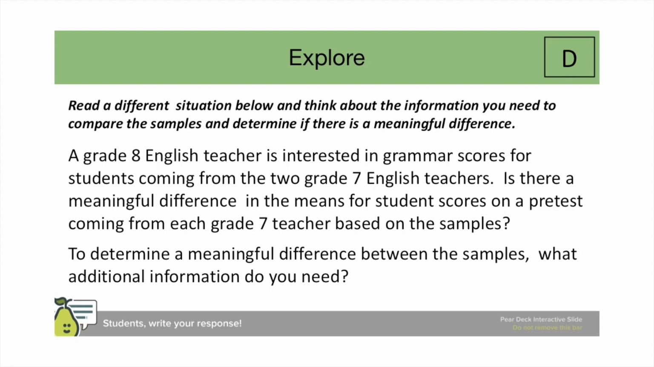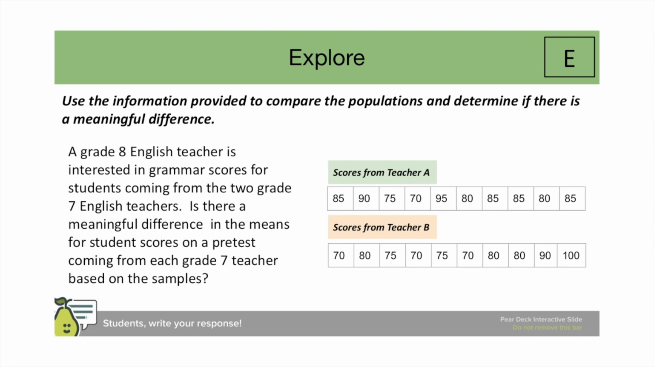For this situation, it states a grade 8 English teacher is interested in grammar scores for students coming from the 2 grade 7 English teachers. Is there a meaningful difference in the means for student scores on a pretest coming from each grade 7 teacher based on the samples? To determine a meaningful difference between the samples, what additional information do you need? Students may say that they need the scores from teacher A and the scores from teacher B before determining a meaningful difference between the samples. Now that students are provided the scores from teacher A and the scores from teacher B, they will be able to determine if there is a meaningful difference.